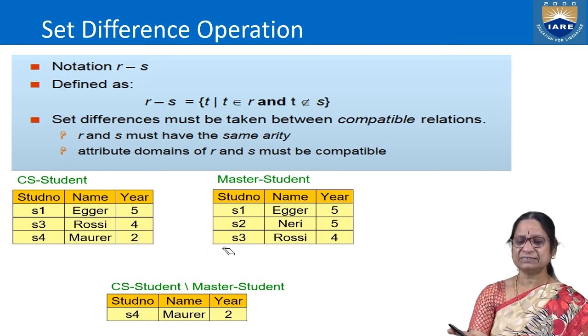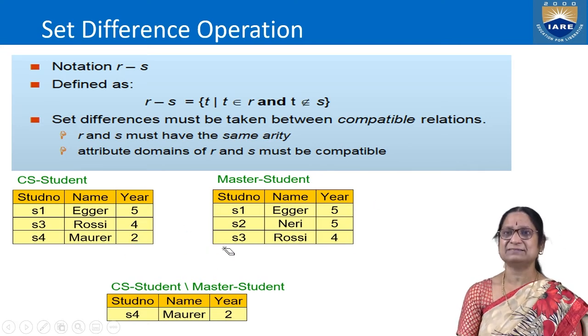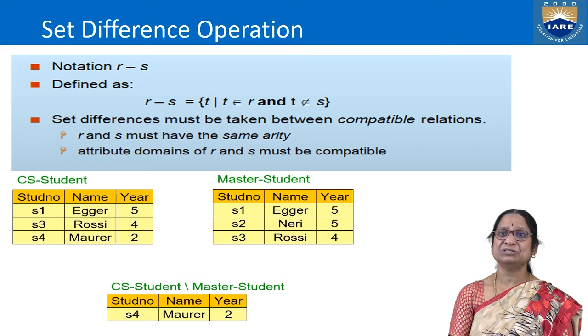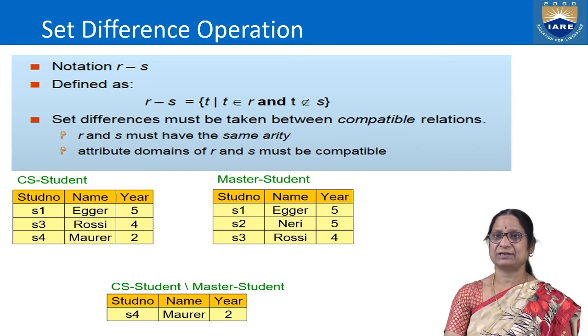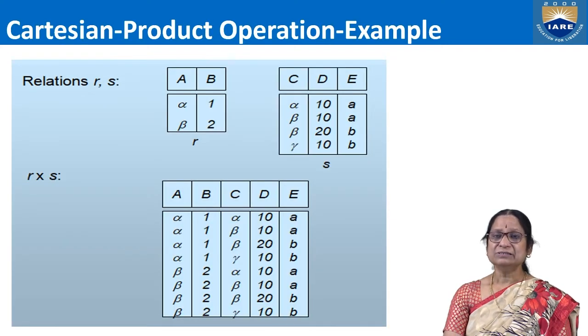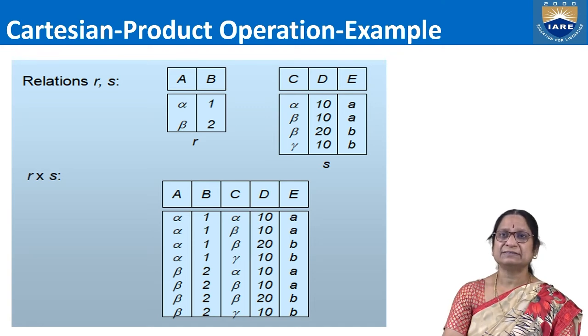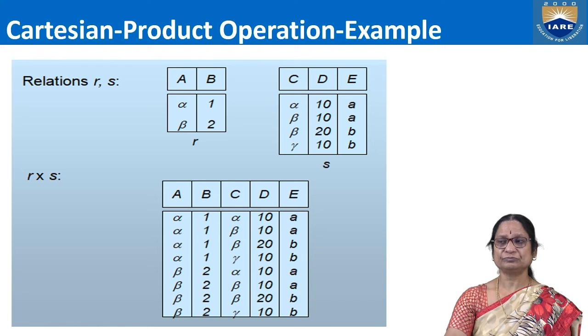If you do it reversely, master student minus CS student, we will get only S2, because S1 and S3 are there in both. S2 is there in master student, which is not there in our CS student. So this is another operator, the fourth operator, which is a set related operator also.